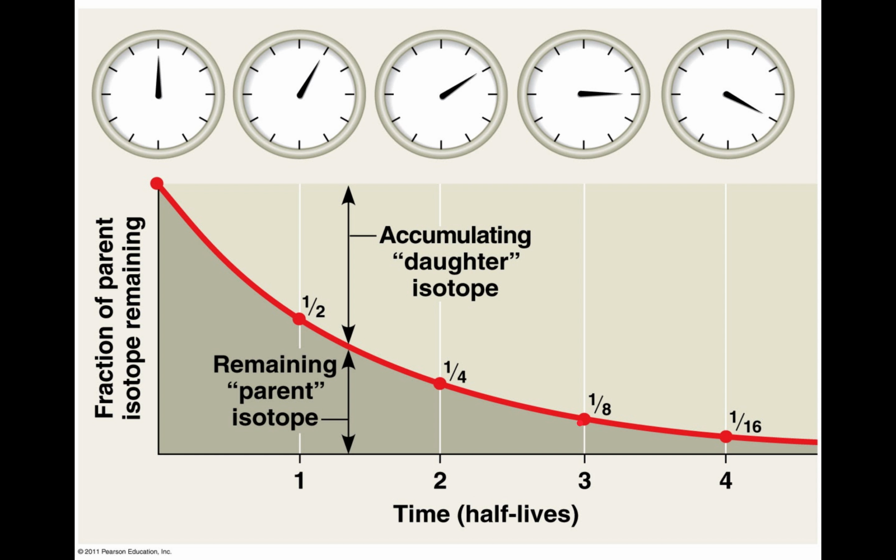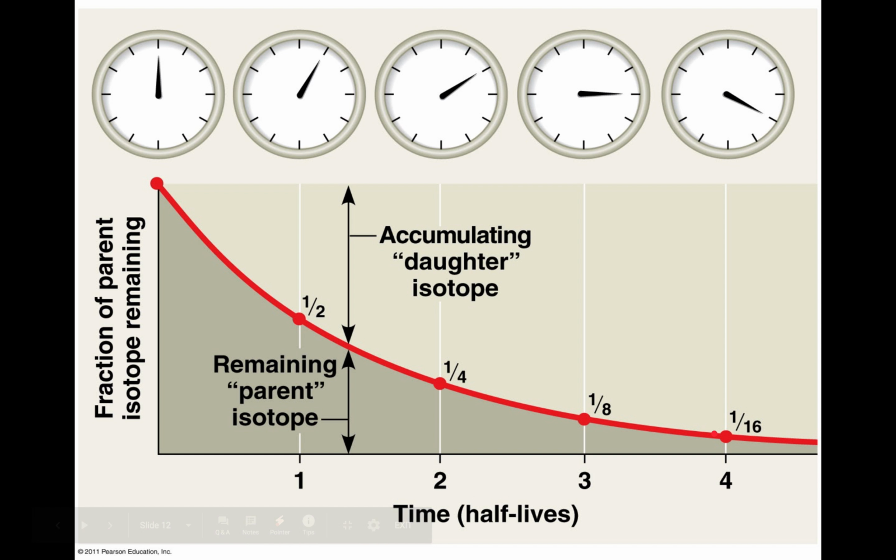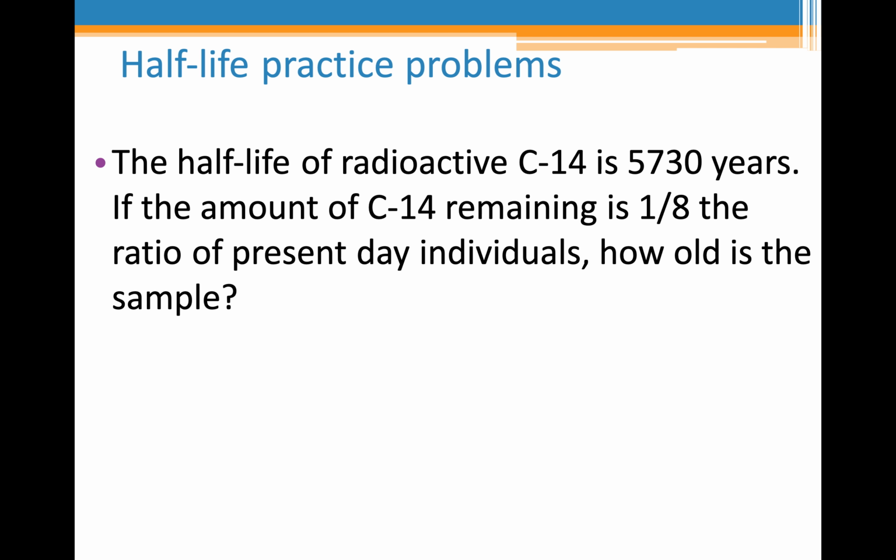It's basically like taking a piece of pie and cutting it in half. The first person gets half, and then I only have half left. The next person that comes along gets half of that half, so a quarter of the pie. Now I only have a quarter left. The third person that comes along gets half of the quarter that I have left, which is an eighth, and so on and so forth. So each time half of this sample is being converted into a different form. I have a few practice problems for you.